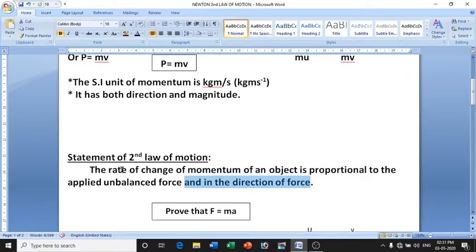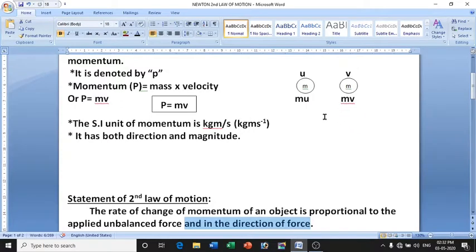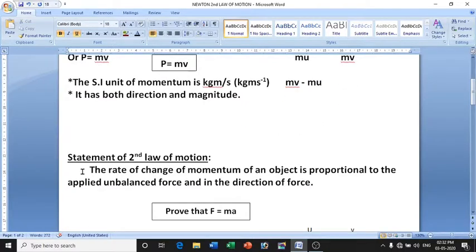So what is this? The rate of change of momentum. Rate means per unit time, change of momentum. So from here we can say the initial momentum is mu and the final momentum is mv. Clear? So change in momentum means final momentum minus initial momentum, and if it is divided by time t, that is called the rate of change in momentum. That's very easy. So according to Newton's second law of motion, the rate of change of momentum of an object is proportional to the applied unbalanced force, and it is in the direction of the force.